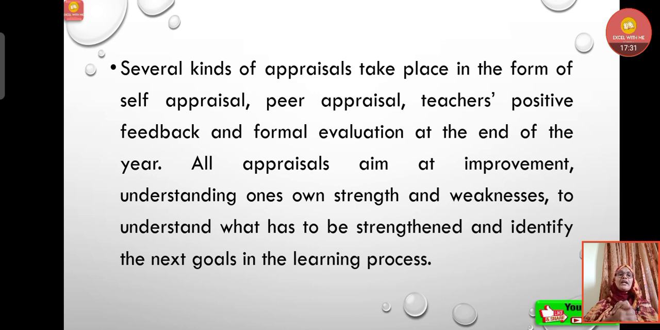Best example is micro teaching. When they learn the different skills one by one, peers will give the feedback to them, then they will understand their strengths and weaknesses, how to improve things they will understand.